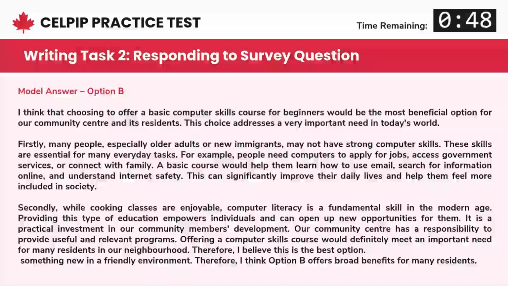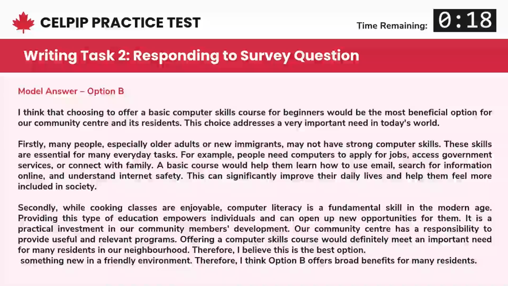The structure of the answer is logical and easy to follow. It begins with a direct statement of the chosen option. The main arguments are presented in 2 separate body paragraphs. The first paragraph highlights who would benefit from the course and how. The second paragraph emphasizes the fundamental importance of computer literacy in modern life. The response ends with a clear concluding sentence that reinforces the writer's opinion.